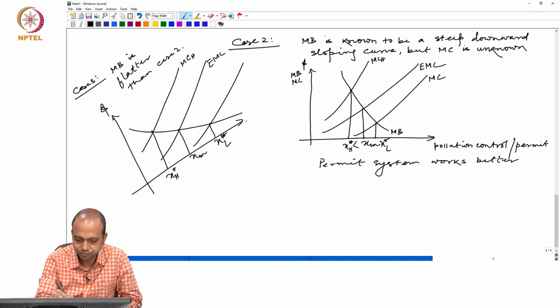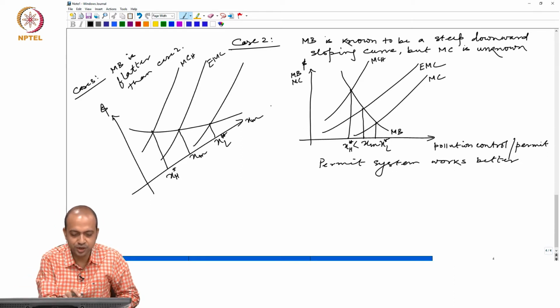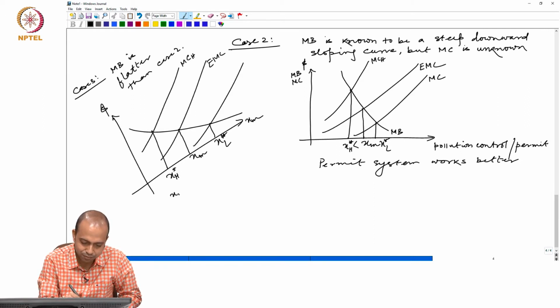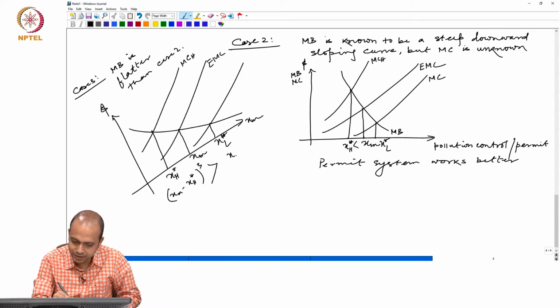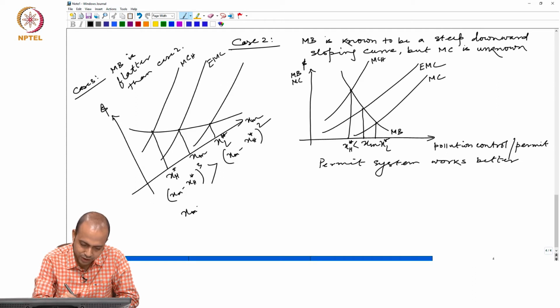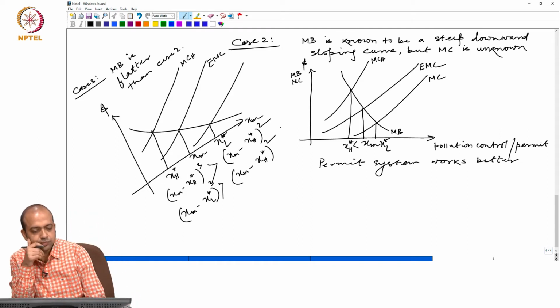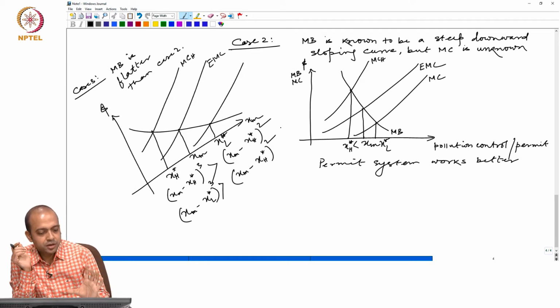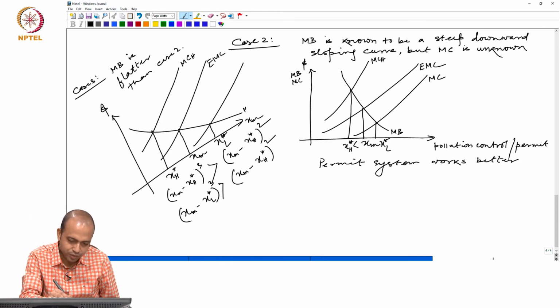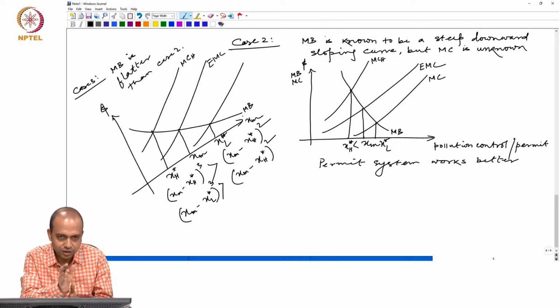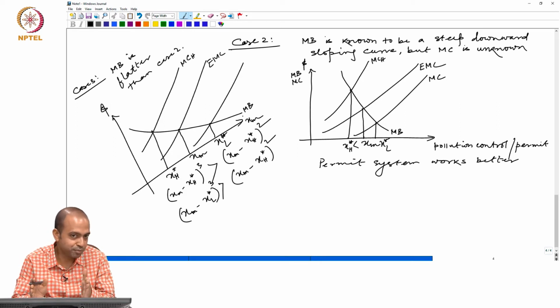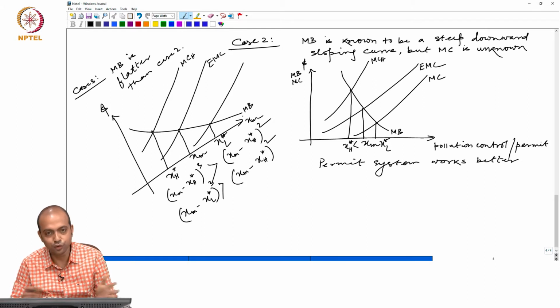So, again, what is happening here, the difference between XM and XH, in this case XM minus XH star in case 3 is higher than XM minus XH star in case 2. Similarly, the difference between XM and XL star is higher in 3 compared to case 2. Okay, case 2. So, that means the permit system works poorly when your marginal benefit curve becomes flatter. And if you rotate this MB again clockwise, then you will get a situation where MB will again become a flat straight line and then permit system will be fully ineffective.